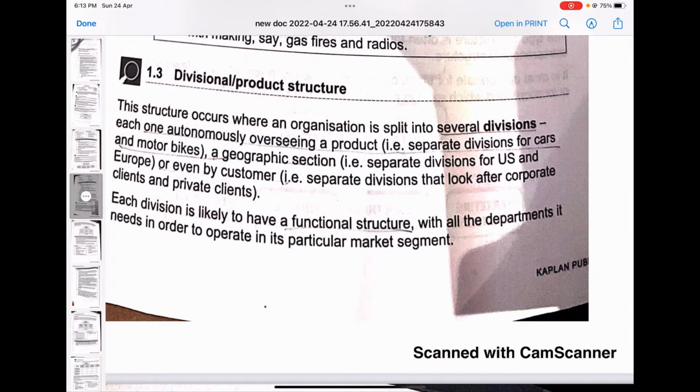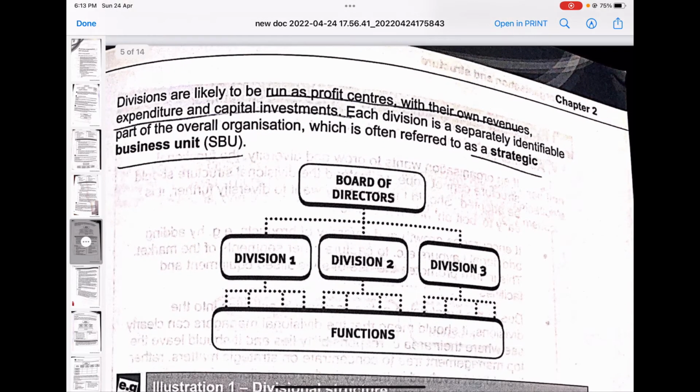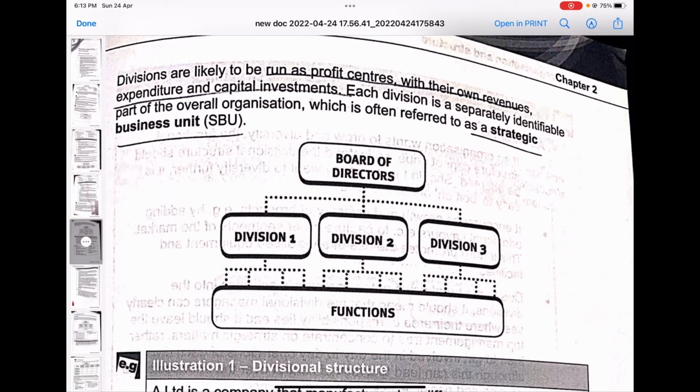So that's one thing. Moving on, divisions are likely to be run as profit centers with their own revenues, expenditure, and capital investment. So in divisional structure, divisions run as profit centers with their own revenues, their own expenditures and their own capital investments. Each division is a separately identifiable part of the overall organization, which is often referred to as a strategic business unit or SBU. So in divisional structure, they have an autonomous structure, the SBU.